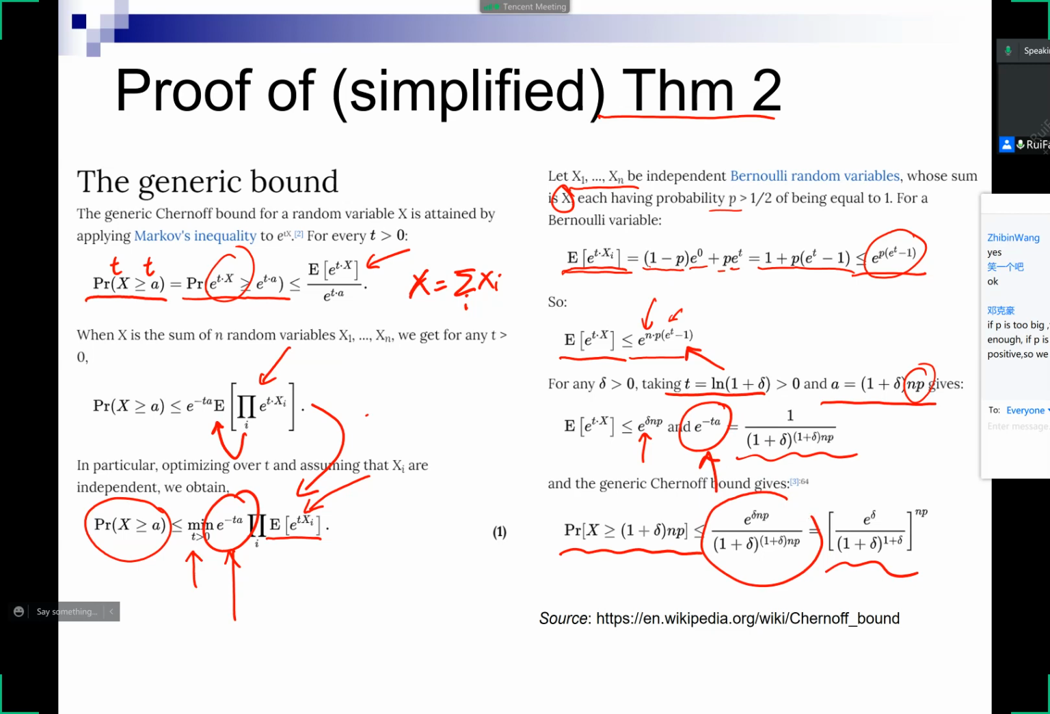So that's the proof of one simplified form of the Chernoff bound. Any questions about this?